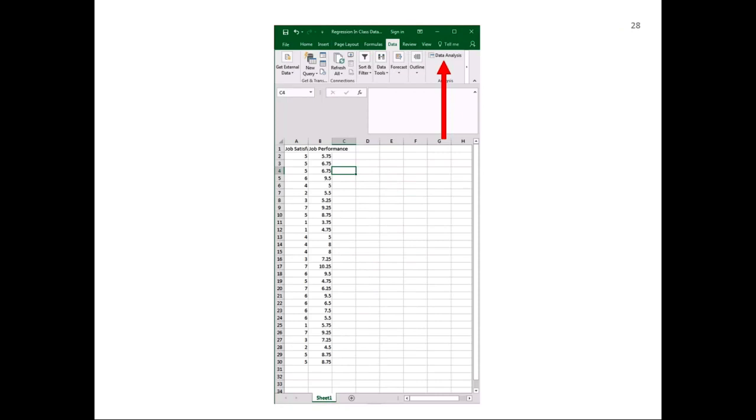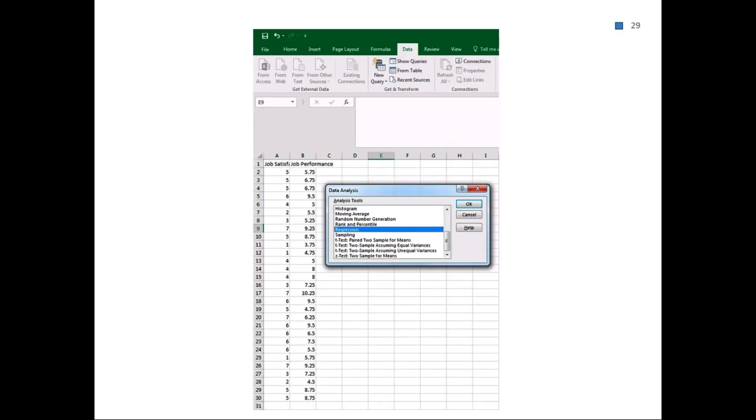Like most other analyses that we've learned in this class so far, we start by going to the Data tab and clicking on Data Analysis. If it's not there, you need to go back to week 1 and activate your Data Analysis tab. We go to Data, then Data Analysis. In the window that pops up, we're going to click on Regression and push OK.